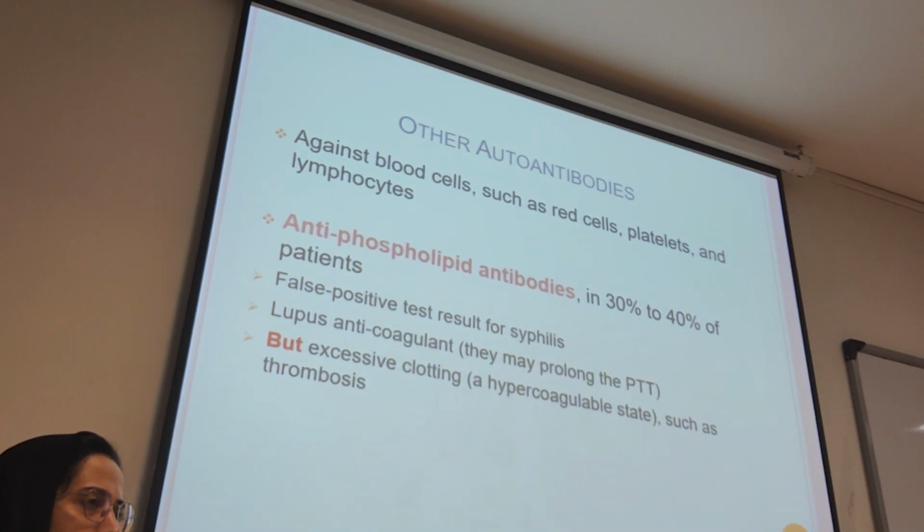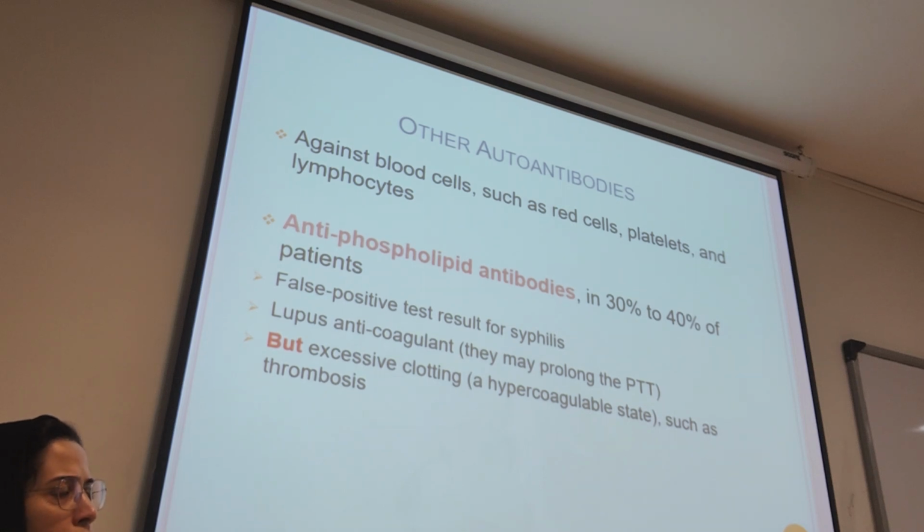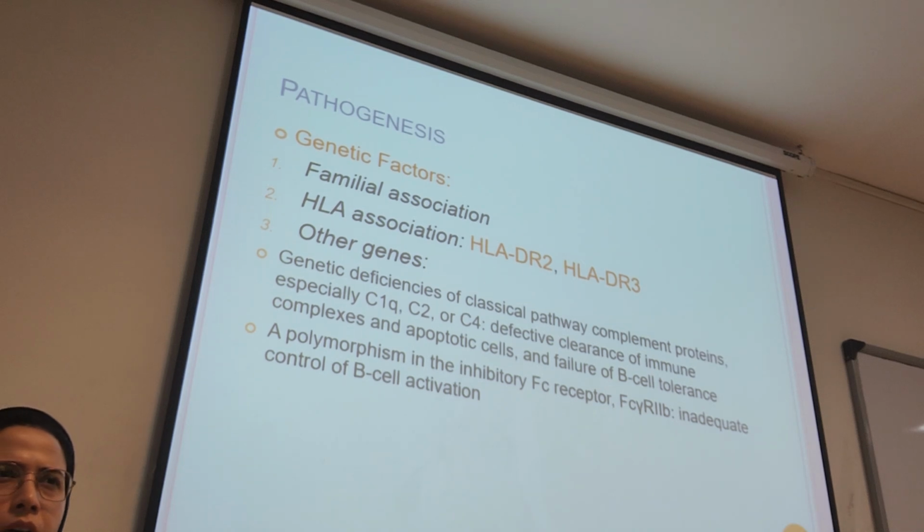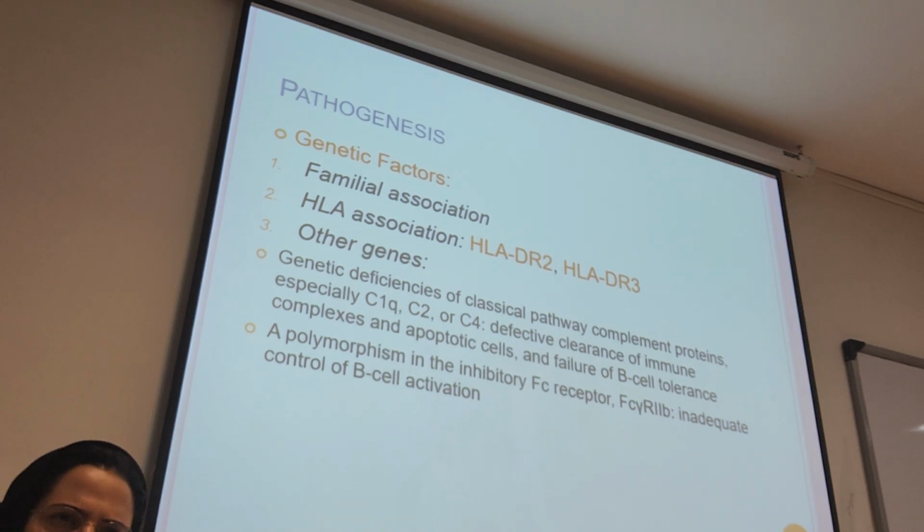When we have antiphospholipid syndrome, we have false positive syphilis test, or you may have other types of antibodies, anticardiolipin, lupus anticoagulant, and things like this, and thrombosis, and antibodies against beta 2 glycoprotein.